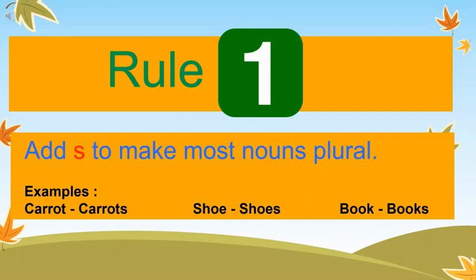Okay, for example, carrot. To make it plural, we just add s to it and it becomes carrots. Shoe. We add an s to it and it becomes shoes. Book. We add s to it and it becomes books.